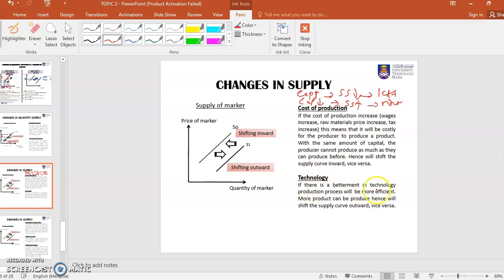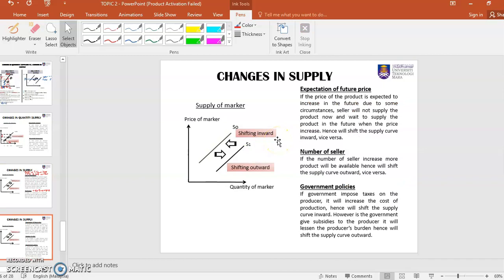Technology. If there is a betterment in technology, the production process will be more efficient. More product can be produced, hence it will shift the supply curve outward. So if there is an advanced technology, supply of good will increase. Usually if we use technology, supply will be more. Supply of good will be more. So the supply curve shifts to the right from S0 to S1.